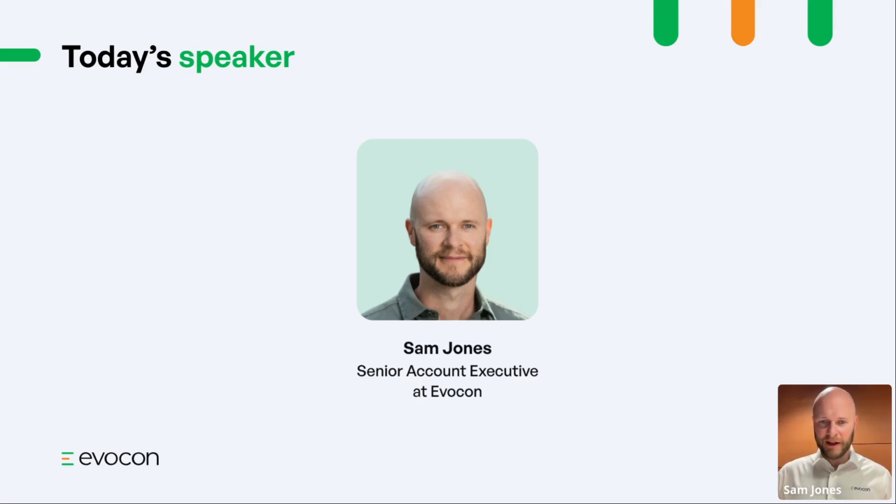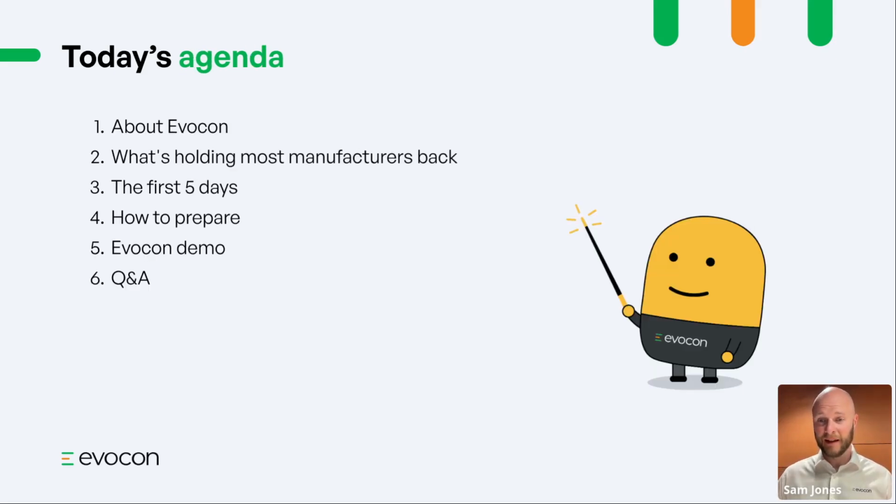What we're going to be covering in today's session, I'm going to kick things off with a little bit of an introduction to who we are at Evocon. We'll talk a little bit about what's holding manufacturers back from adopting systems like ours. Then I'm going to run through what the 5 first days of the trial would look like, how to prepare for that. Then I'm going to jump into a system demonstration. So I'll show you what the system looks like and the features that we have. And then hopefully we'll have some time at the end to do a little bit of a Q&A.